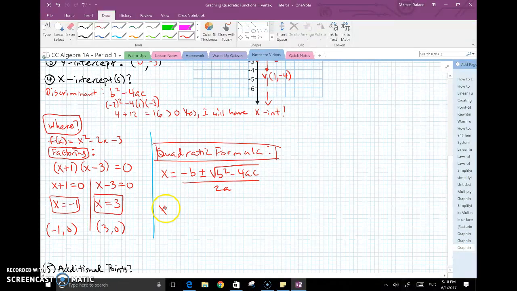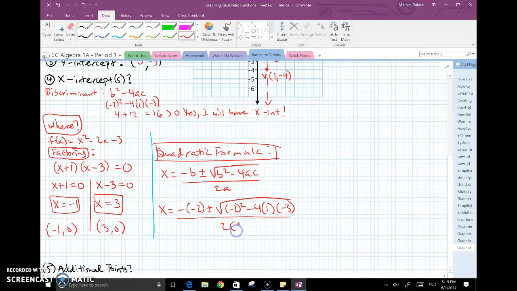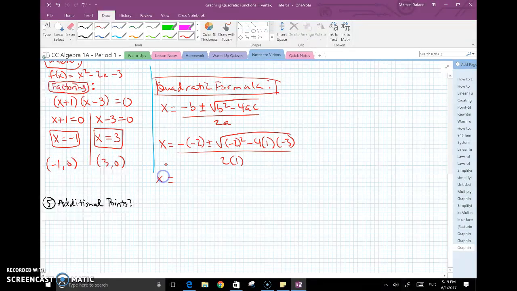So plugging them in, I would get x equals -2 plus minus square root -2 squared minus 4 times 1 times -3, all over 2a, which is 2 times 1. Now, at this point, I'm just breaking this thing down until I have what I need. So this is 2 plus minus square root, that would be 4 plus 12 over 2. 2 plus minus, that would be 16 over 2.